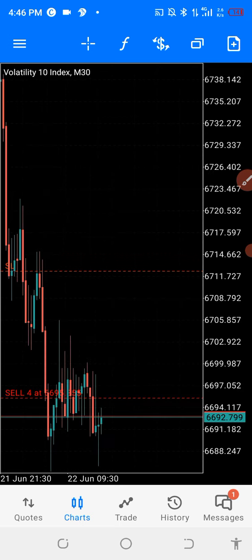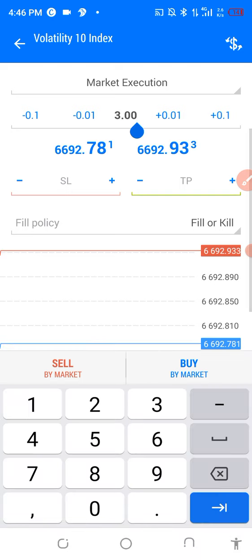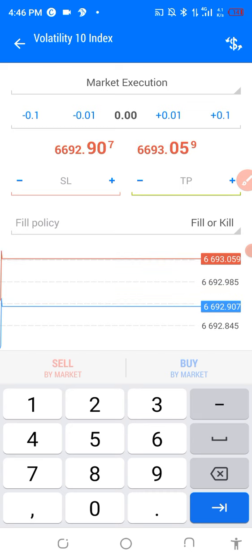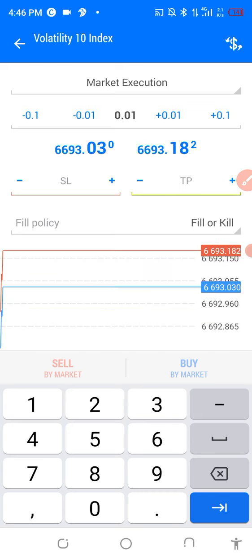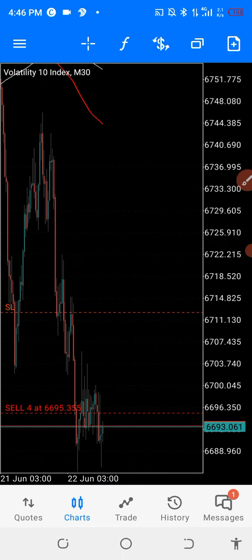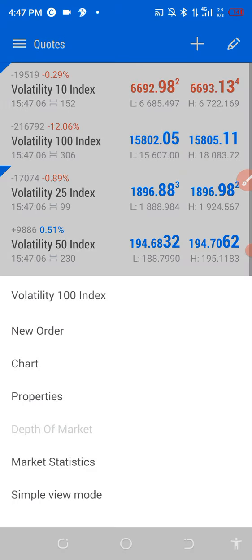Are you seeing the Volatility 10 index now? This is the 10 index. It has its own lot size. The least lot size for the Volatility 10 index is 0.3, unlike the forex market where you can use 0.01 to trade the pairs. But here you cannot. The lot size varies according to the indices, the synthetic or volatility index.